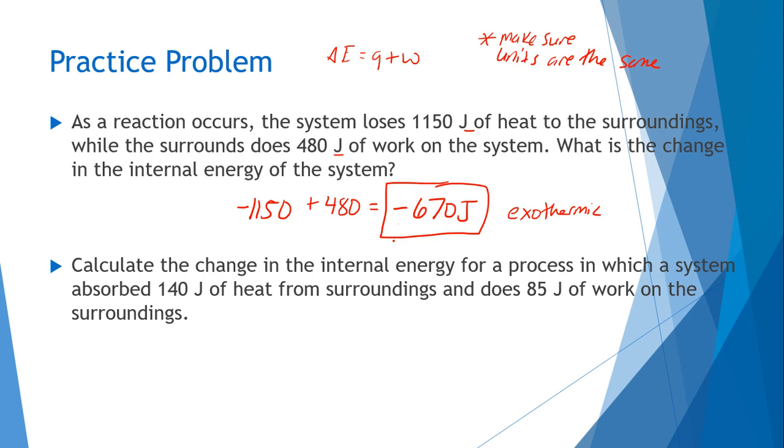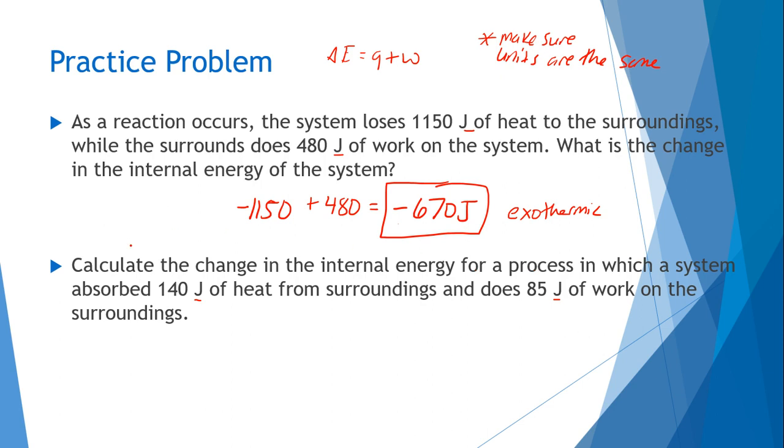For the next example, it says, calculate the change in the internal energy for a process in which the system absorbs 140 joules of heat from the surroundings and does 85 joules of work on the surroundings. So again, pay attention to the wording and make sure units are the same. So joules and joules, units are good.